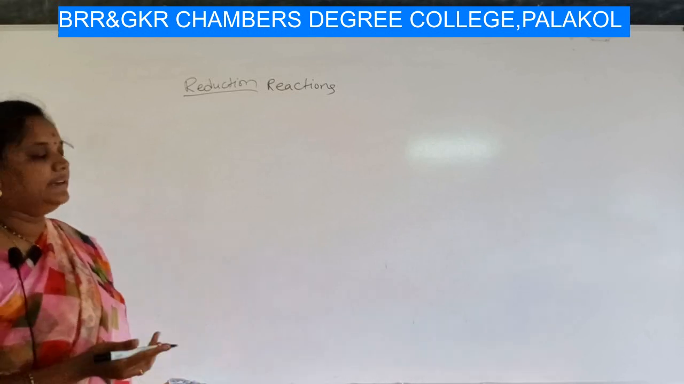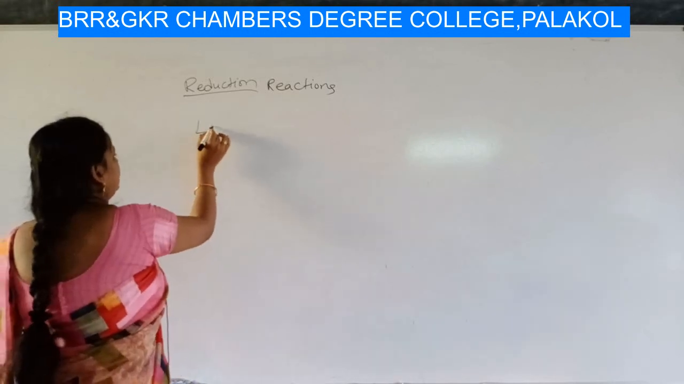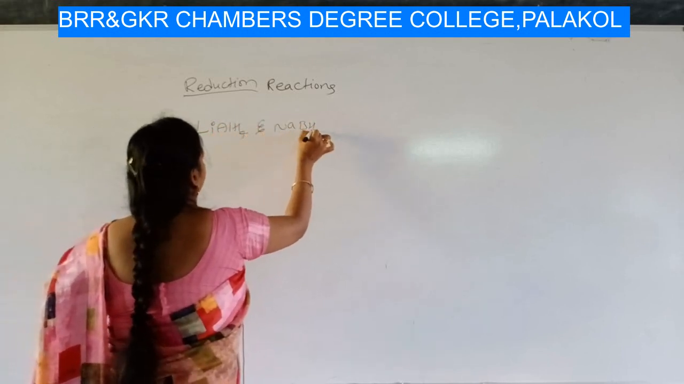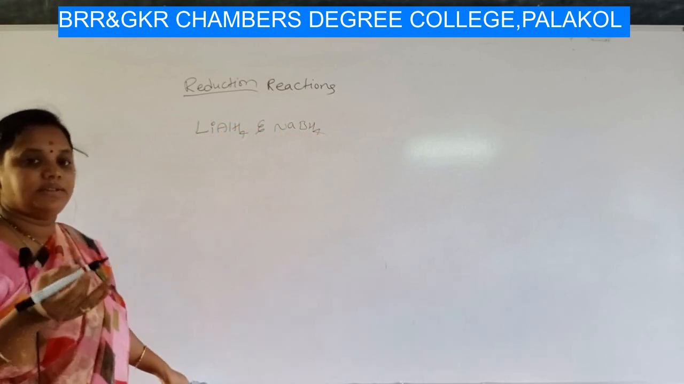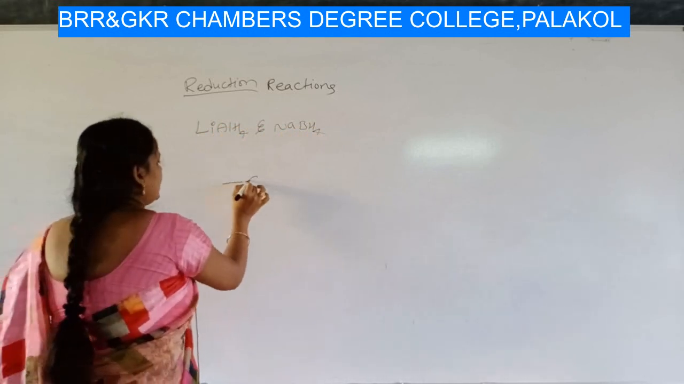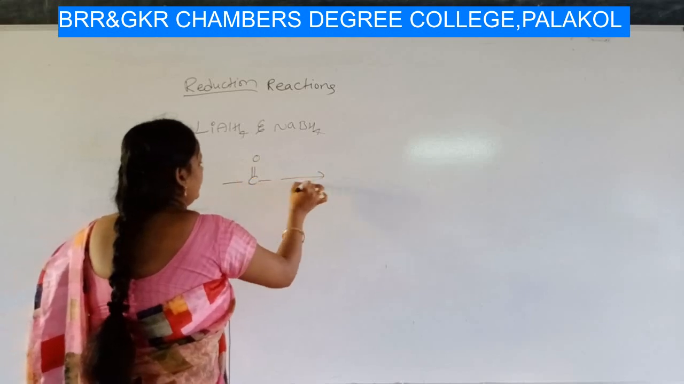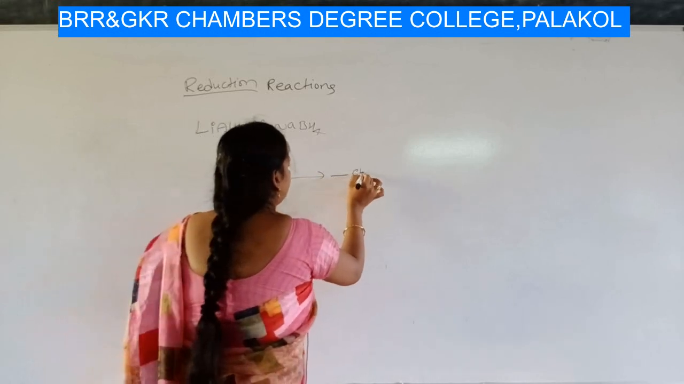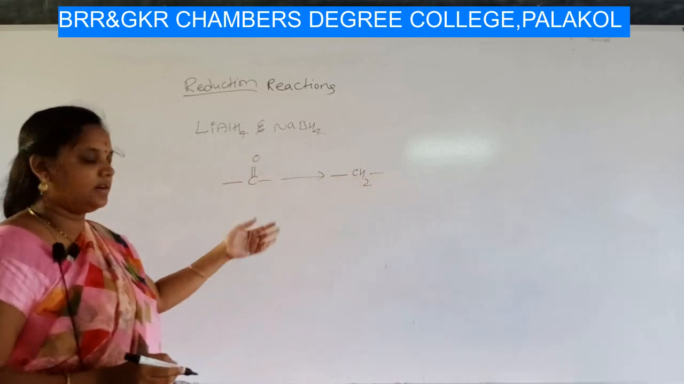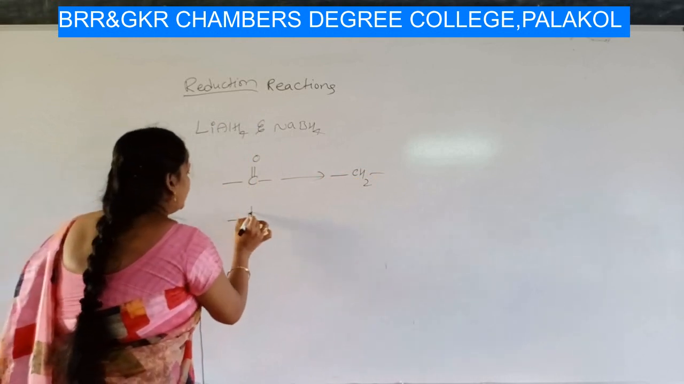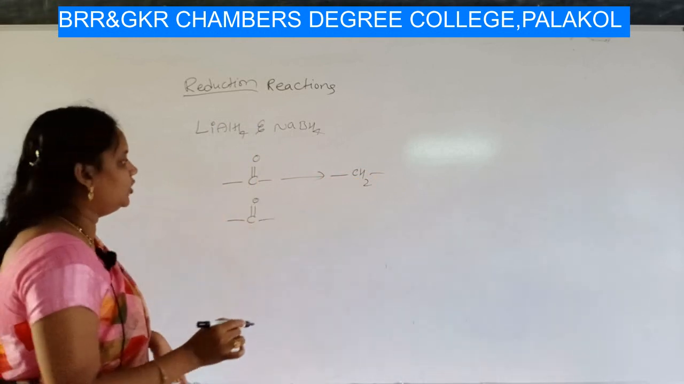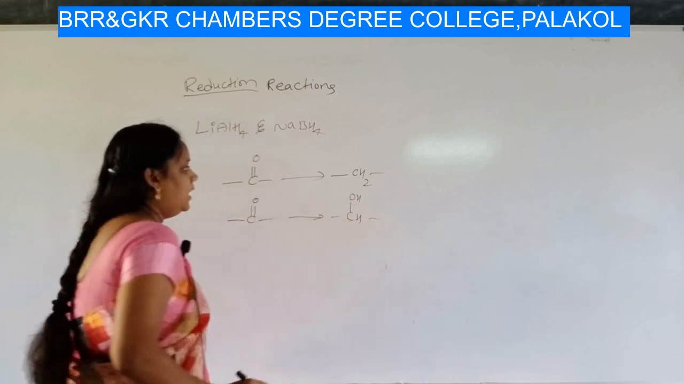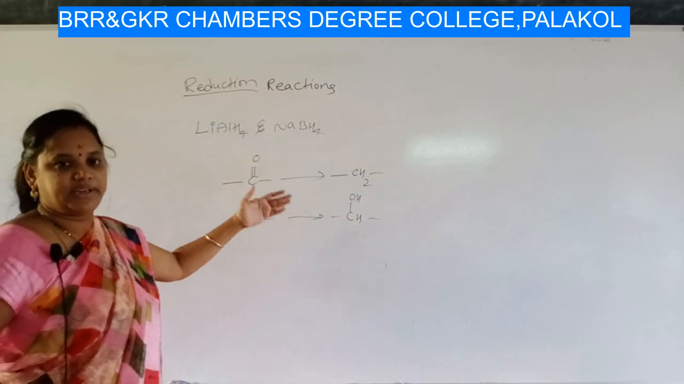Let us do the next reduction reactions, reduction with lithium aluminium hydride and sodium borohydride. Reductions are of two types, students. For example, if you take the C=O group and reduce it in the presence of a reduction reagent, you will get CH2. This is one type of reduction reaction. If you take the carbonyl group and reduce it, you will get CHOH. What is the difference between these two reduction reactions, students?